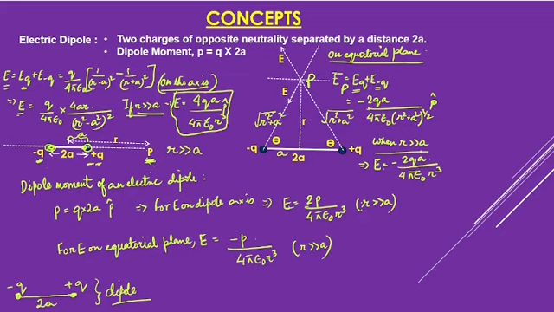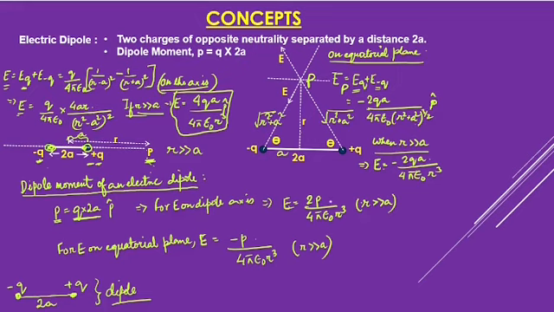Now if you see both the cases, we call something a dipole moment here. The dipole moment p is equal to Q into 2a, meaning the charge times the distance between these two charges of opposite polarity but same magnitude. So this is called the dipole moment. Dipole moment is equal to Q into 2a. This is the formula here.